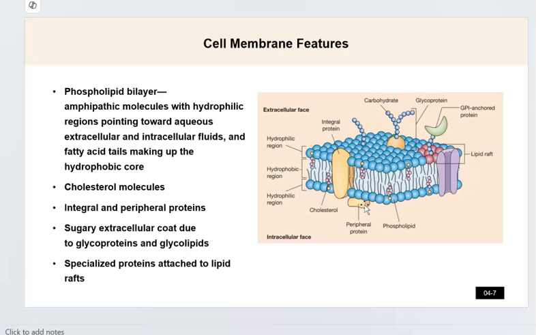Think about it that the membrane is dynamic. It's moving with motile cells, such as white blood cells. They're conducting exocytosis and endocytosis, and they're enlarging with cell hypertrophy.